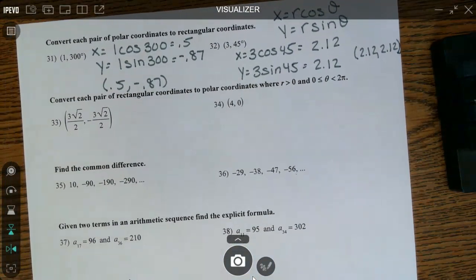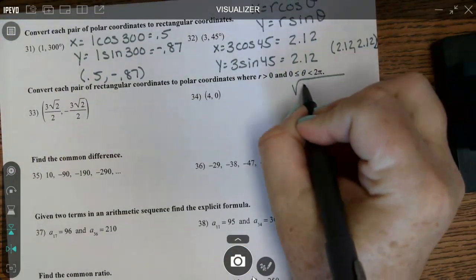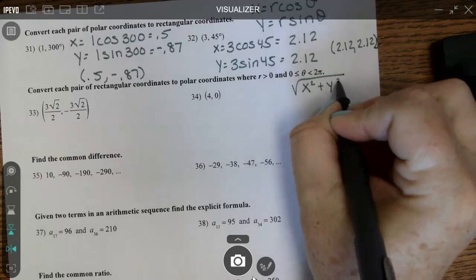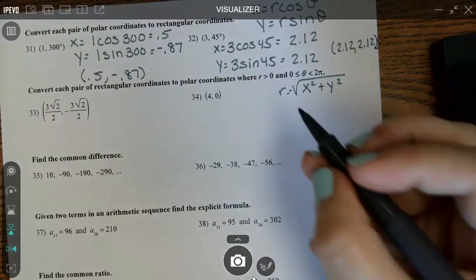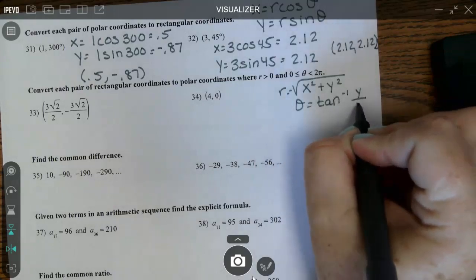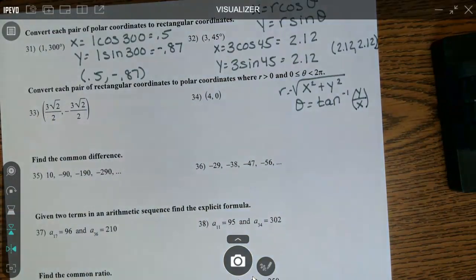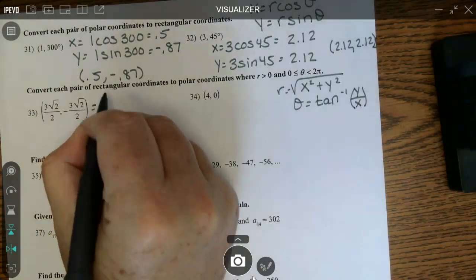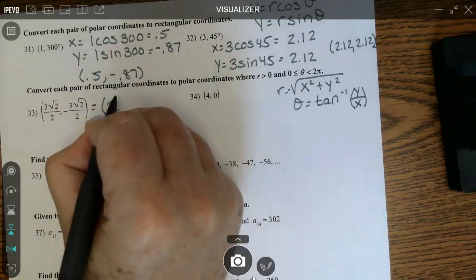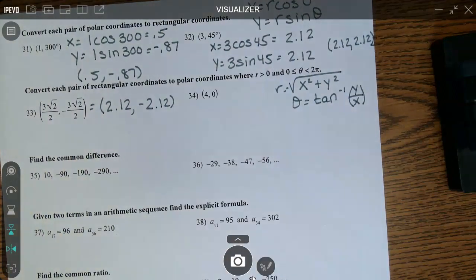Okay, so here we go. The formula we're going to use here is the square root of x squared plus y squared, which is our magnitude, and then inverse tangent y over x. Okay, so what I'm going to do here is let's get this into decimals because let's just agree those are not what we like to call pretty. So we're going to call this 2.12 and negative 2.12.